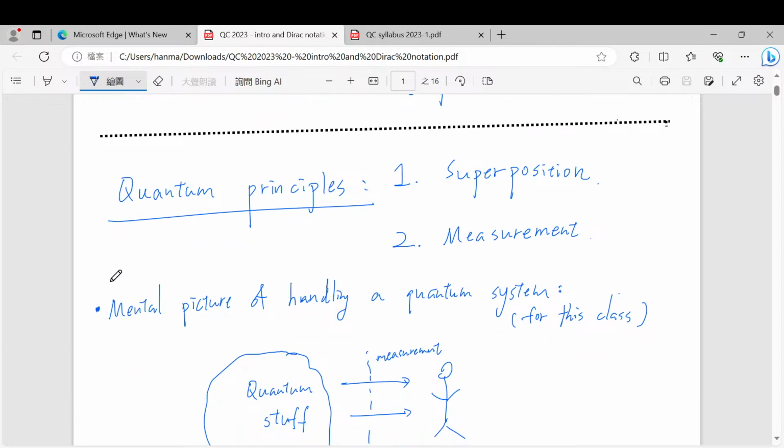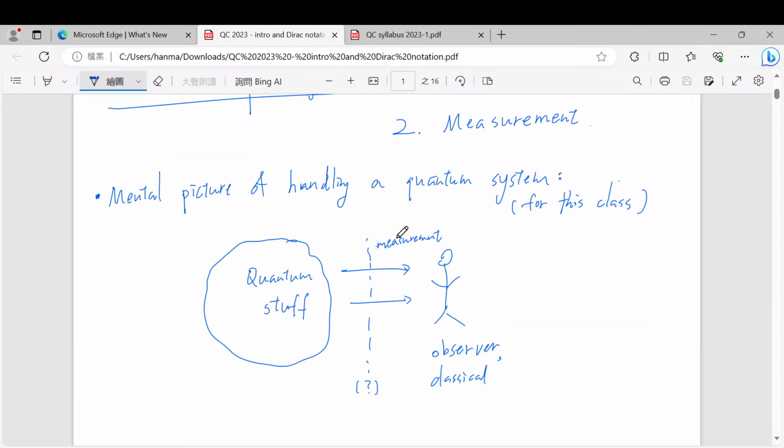And there are two principles. First, we think all the information can be in superposition with each other. And the second one is that when there is information somewhere, in some quantum state, then you need to do a measurement to get it out. Okay, so this is the very high-level mental picture we have about quantum mechanics in this course.